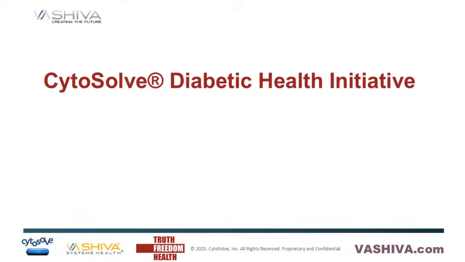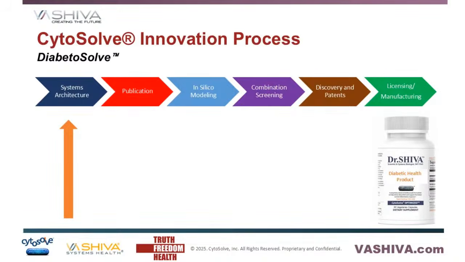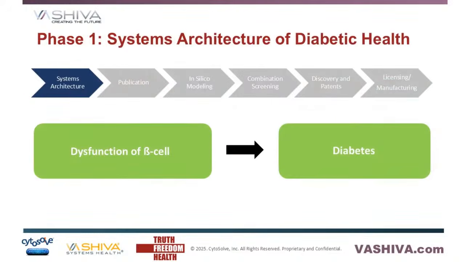So there we go. Now our Cytosolve Diabetic Health Initiative is at this phase. We're just starting, so there's a lot of opportunity for all of you to participate. We're open sourcing the way that we share knowledge and information, so you can be a part of this. So let me go back to this. The systems architecture that we're looking at is how dysfunction of beta cells causes diabetes. This insight sets the foundation for identifying natural or synthetic interventions through the subsequent phases in the pipeline. We're actually going down to the root of the problem.